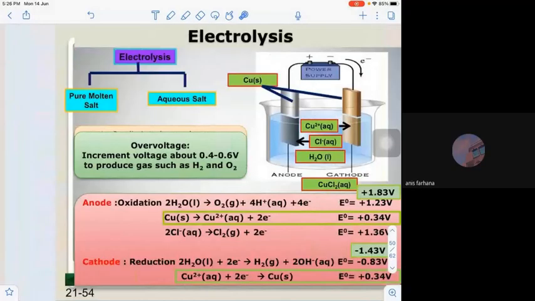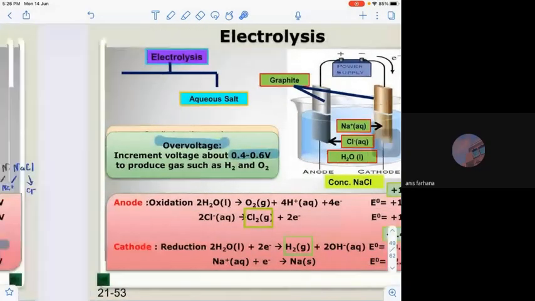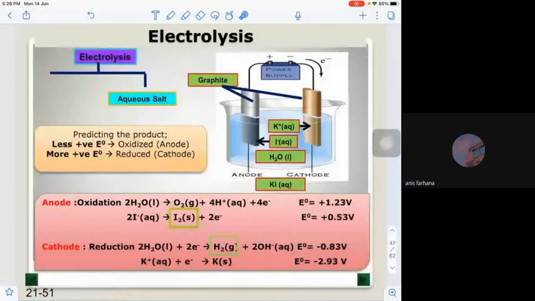If we have other aqueous salts, KI, okay, this is another example. For the KI aqueous, we know that we have a K+ ion and also I- ion. This is our cathode, the negative electrode. This is the positive electrode, the anode. So what will happen at the cathode is the reduction.